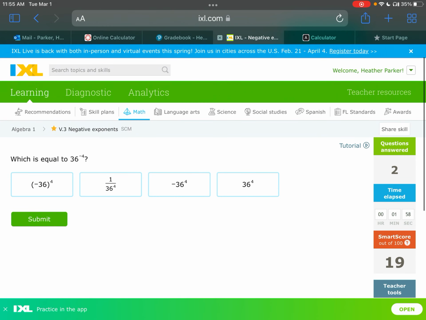Same thing on this one. We're going to move to the denominator and the exponent is going to become positive. So that one is equivalent to 1 over 36 to the 4th.